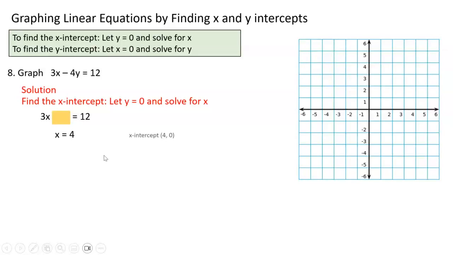So we know x is 4. So the x-intercept will be (4, 0). So we can plot it. (4, 0) is going to be 4 for the x. Let's go to the right 4, and the y is 0. Right there where the red point is.